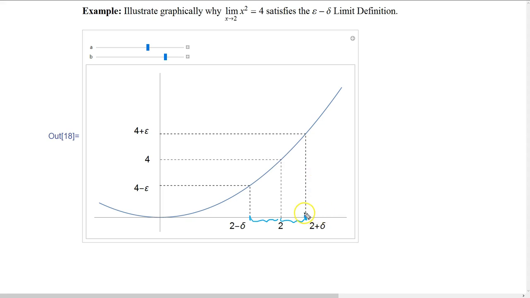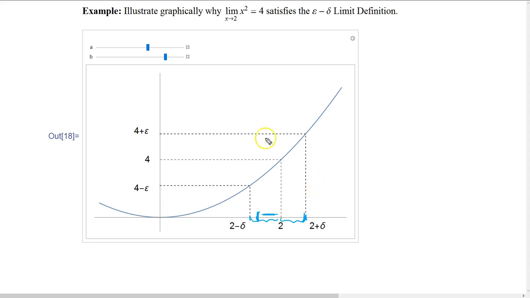As long as there is some delta neighborhood around 2, actually if this is 2 plus delta here, right here would actually be 2 minus delta. But still, as long as x is taken in here, f of x will be within the 4 minus epsilon to 4 plus epsilon band. So yes, the distances here don't look exactly the same, but that's not an issue. And we'll clarify that as we look at some examples in a second.